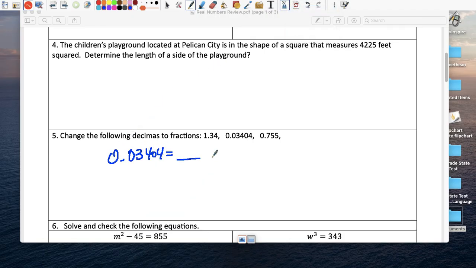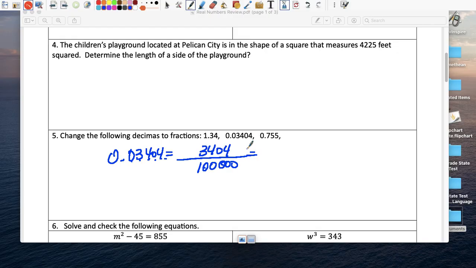0.03404. Let's change that to a fraction. Okay, so 10, 100, 1,000, 10,000, 100,000. So our place value at the bottom, the denominator, is going to be 100,000. And the number on top is going to be 3,404. You can tell your calculator to simplify that, and I'll do that for you, those of you. 3,404 at the bottom is 100,000.